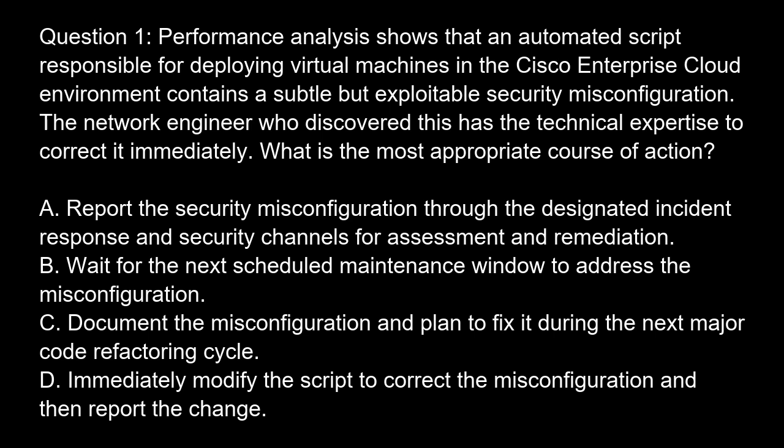Option A. Report the security misconfiguration through the designated incident response and security channels for assessment and remediation. Option B. Wait for the next scheduled maintenance window to address the misconfiguration. Option C. Document the misconfiguration and plan to fix it during the next major code refactoring cycle. Option D. Immediately modify the script to correct the misconfiguration and then report the change.